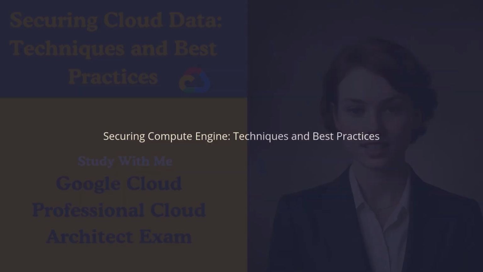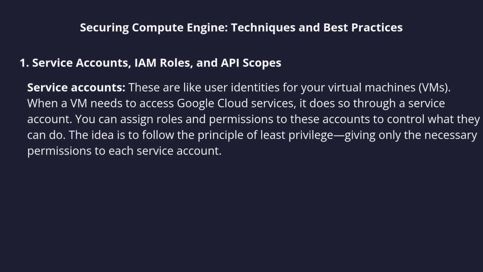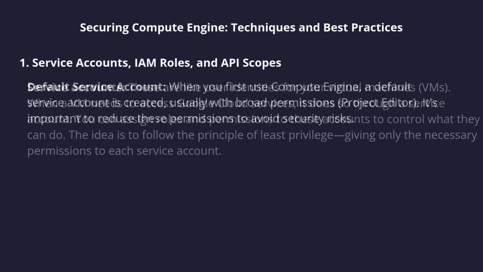Let's start with securing Compute Engine techniques and best practices. 1. Service accounts, IAM roles, and API scopes. Service accounts. These are like user identities for your virtual machines, VMs. When a VM needs to access Google Cloud services, it does so through a service account. You can assign roles and permissions to these accounts to control what they can do. The idea is to follow the principle of least privilege, giving only the necessary permissions to each service account.